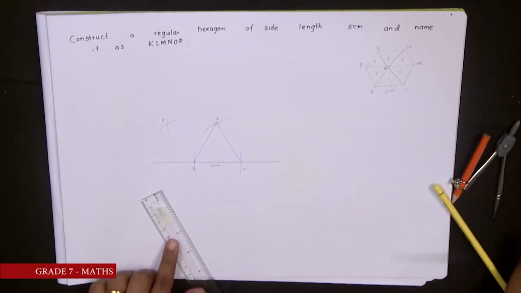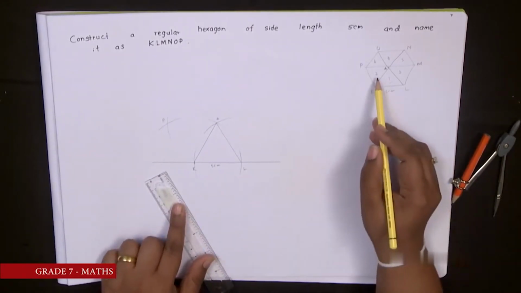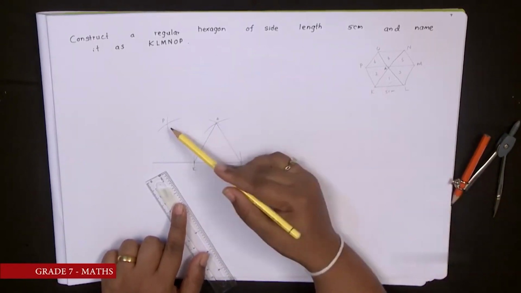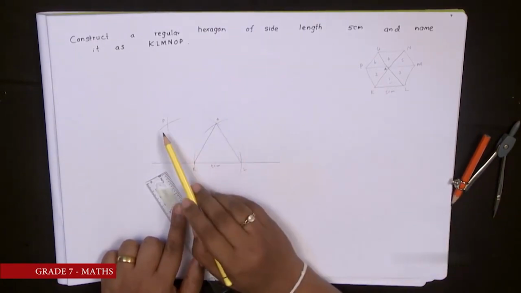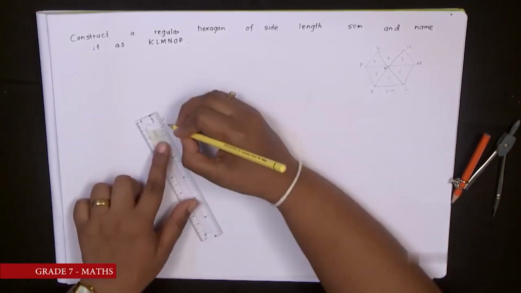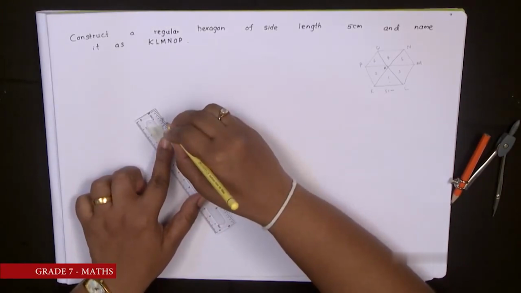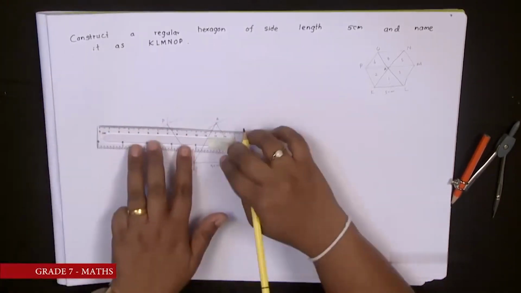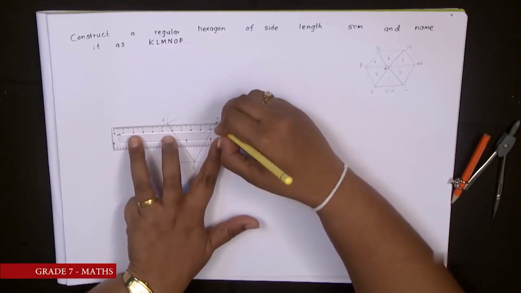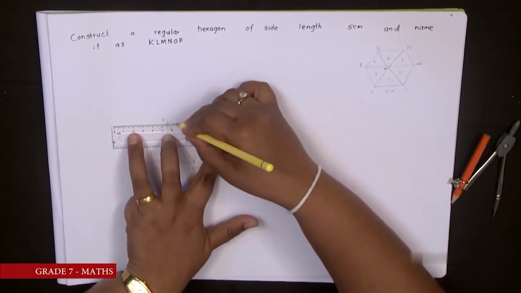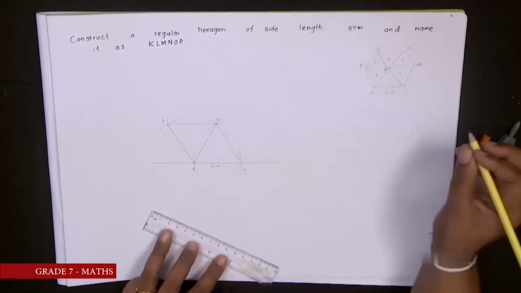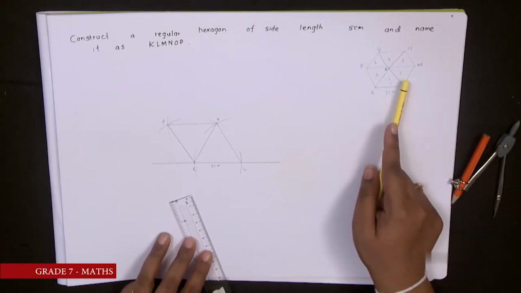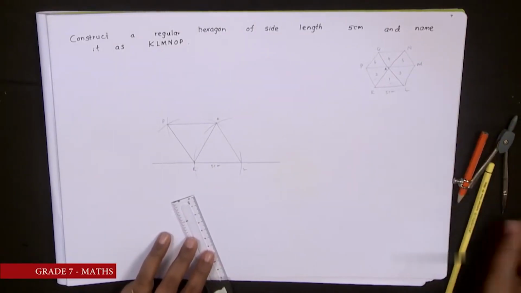Right. Now I can construct the second equilateral triangle by joining point P and K, then point P and A. So I am going to join point P and K, then point P and A. Right. Now the second equilateral triangle is also constructed. Then we will move on to the third one.